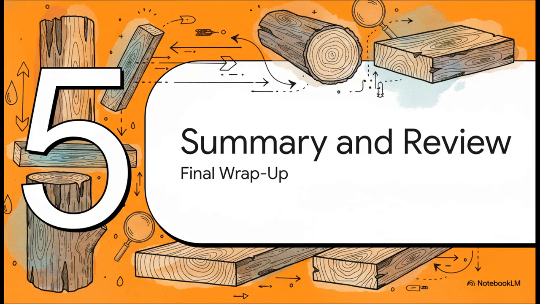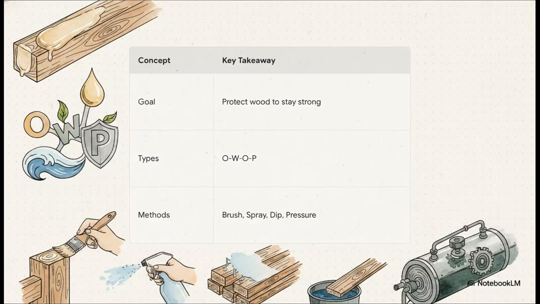And that brings us to Section 5, Final Summary and Review. Let's wrap up everything we've learned today. Our main goal is protecting wood so it stays strong, safe, and lasts. To do that, we remember our OWOP framework: oil, water, organic, protection. And we choose our application method, whether that's a quick brush or spray, a thorough dip, or heavy-duty pressure treatment, based entirely on how long we need that build to last.